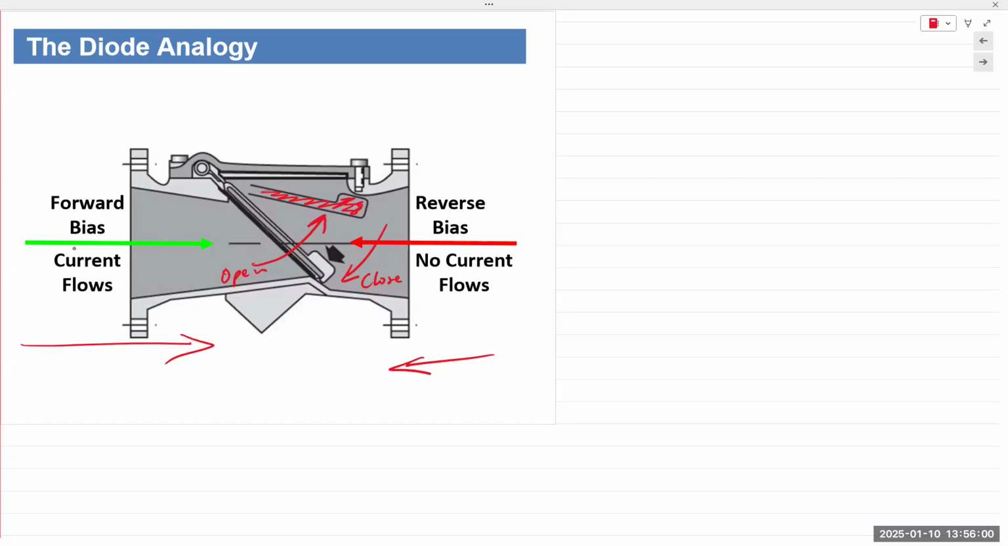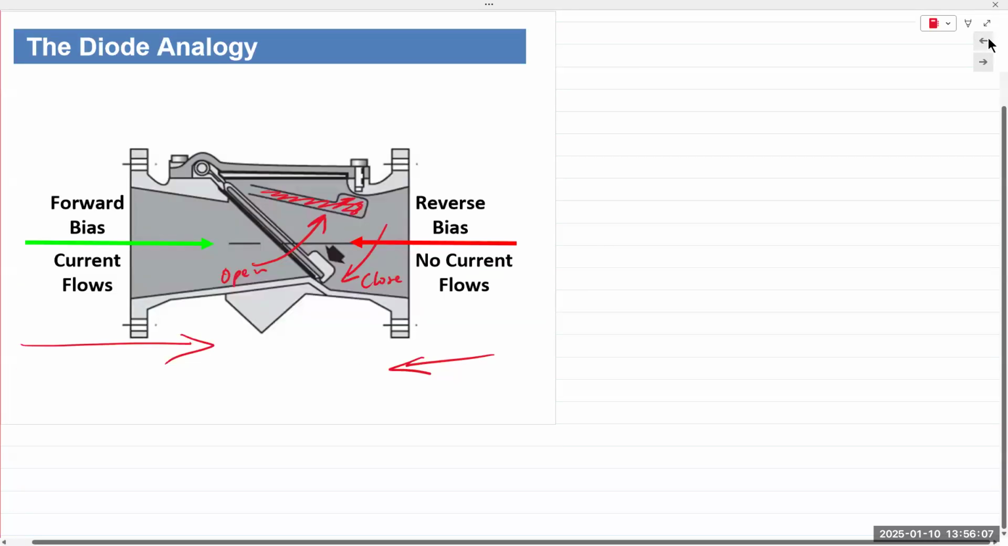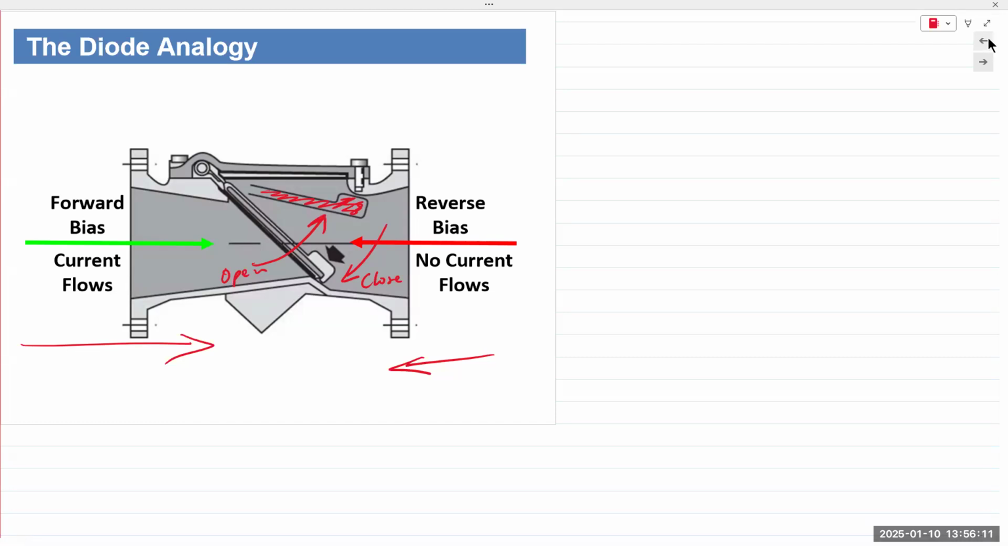Make sense? Right. So it's a one-way device, and we can hold off that discussion for next class. So one-way device, if it's forward bias, we tend to say it's on. If it's reverse bias, there's no current flow, we tend to say it's off.